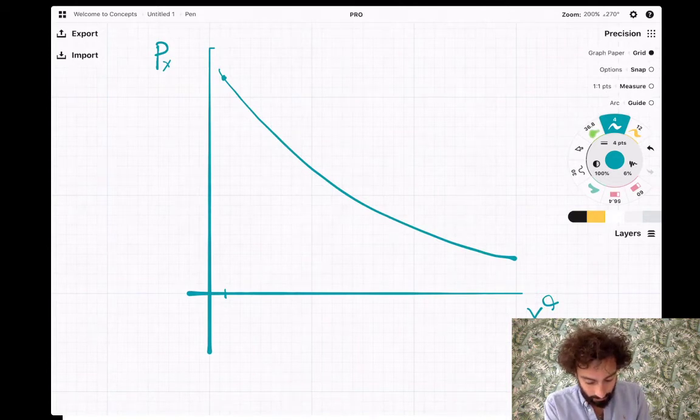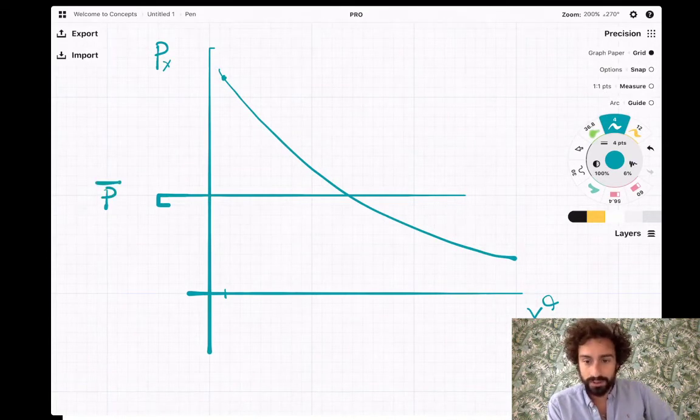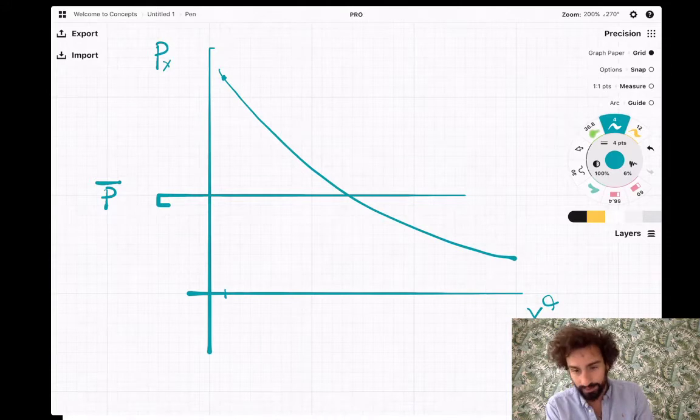But let's say that the actual price is this, P bar. This is the actual price she pays in the market. Px, this axis, is the price of X. The curve is the demand curve, so we could write this X star of P.